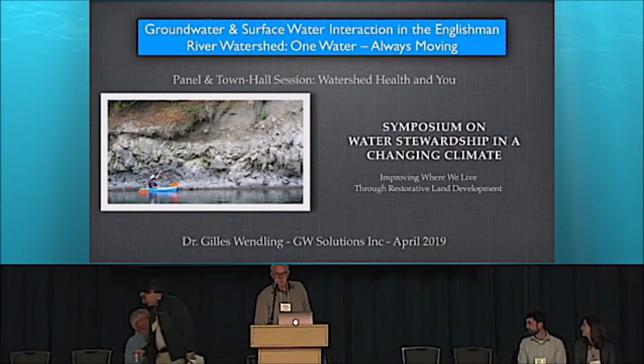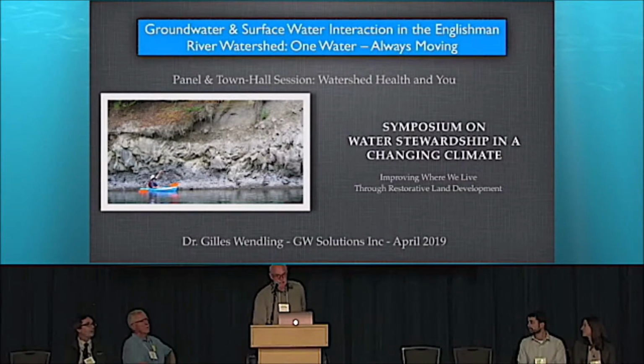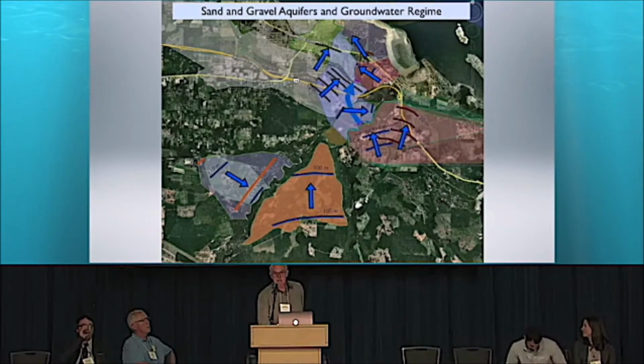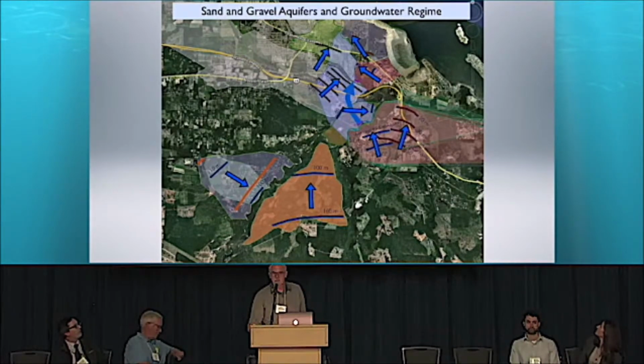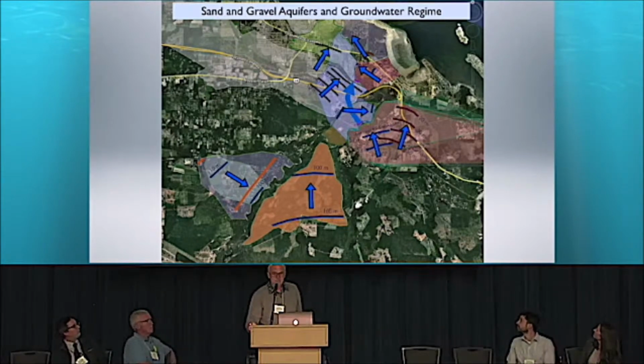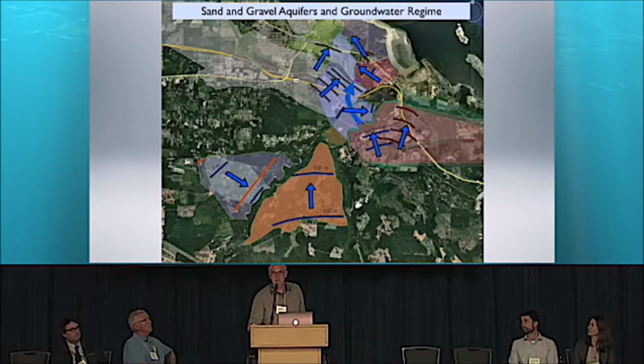So we started getting involved in the Englishman River watershed at the request of MVI, just to try to figure out what is the role of groundwater in the watershed. But first we focused on the lower part of the watershed, where sand and gravel aquifers are present. And so we were able to delineate up to 12 aquifers.